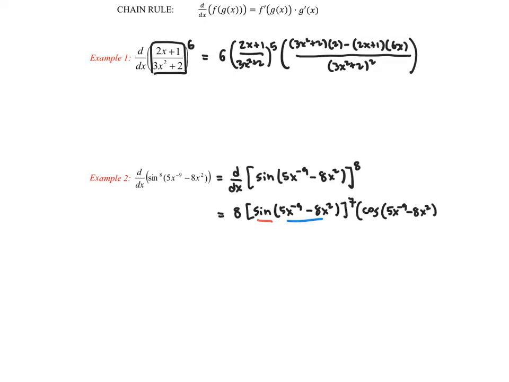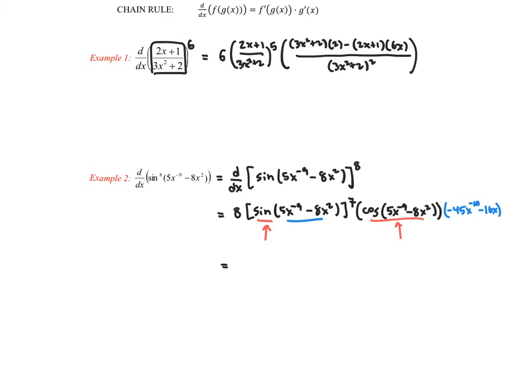You can see I'm trying to conserve some space so that I can now find the derivative of the innermost function, which would be negative 45x to the negative 10th minus 16x. Okay, so you can see how this is the derivative of sine of 5x to the negative 9th minus 8x squared, and then I use the chain rule to then work the remainder.